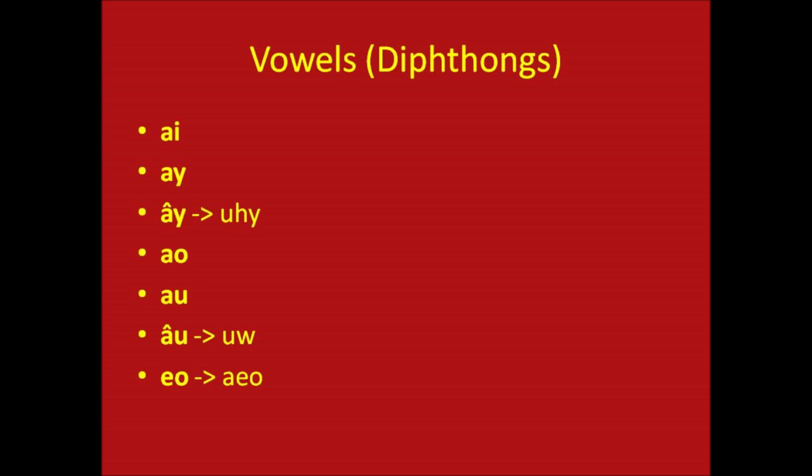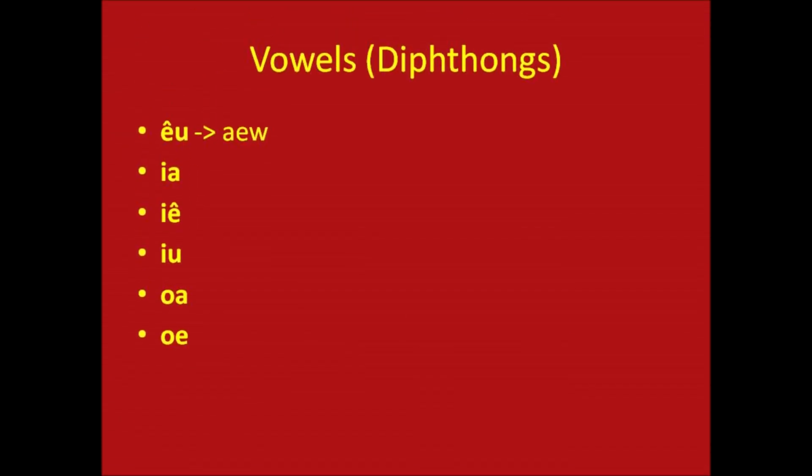Let's review the vowels again. I, ấy, ao, âu, eo. ia, ie, iu, wa, que. All these have no tone changes.